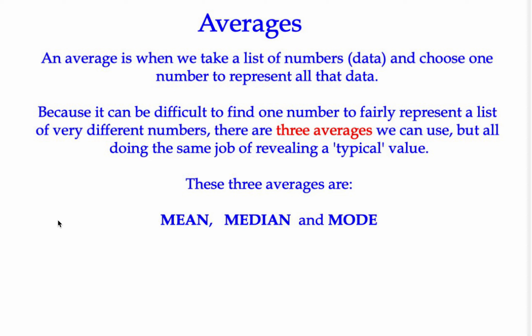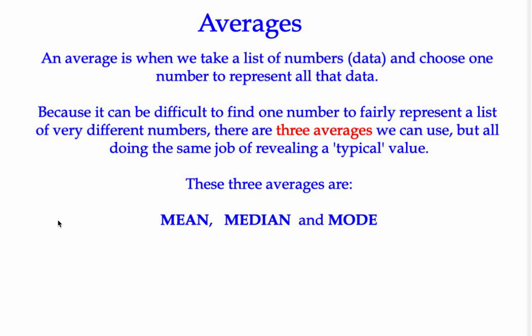So, an average is a word that we use when we take a list of numbers, usually numbers, we call that data, and we choose one number to represent all that data. So you might talk about the average age or average income. What we're really saying is we're taking a whole lot of different examples of that, and then we're picking one number which is supposed to be typical of that list to represent it, to say if you could boil it all down to one number, this is it.